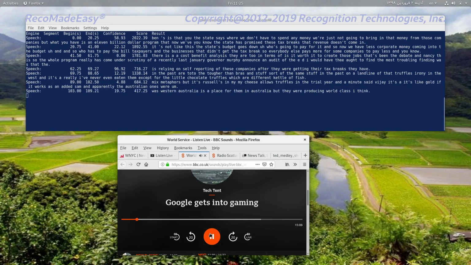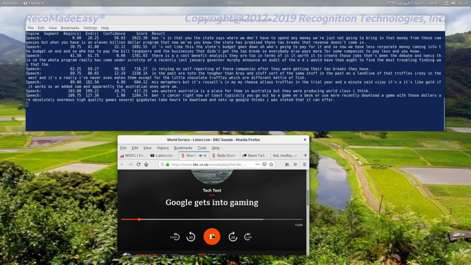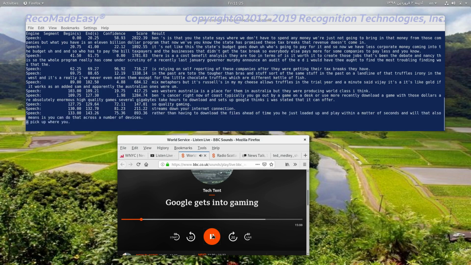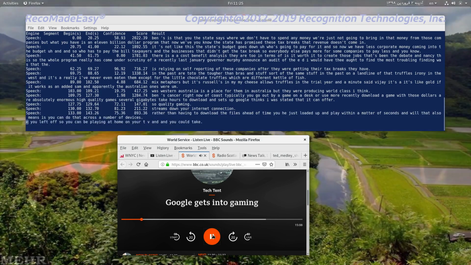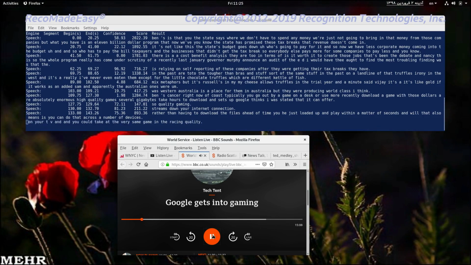Games console right now, of course, typically you go out and buy a game on a disc, or more recently download a game, but those downloads are absolutely enormous for high quality games. Several gigabytes, take hours to download and set up. Google thinks with Stadia that it can offer console quality gaming, but streams down your internet connection. So rather than having to download the files ahead of time, you could just load it up and play within a matter of seconds. And what that also means is you can do that across a number of devices and pick up where you left off. So you could be playing at home on your TV, and then you could take the very same game at the very same quality on your mobile phone and head out and carry on.